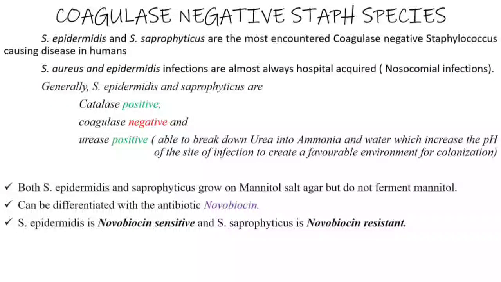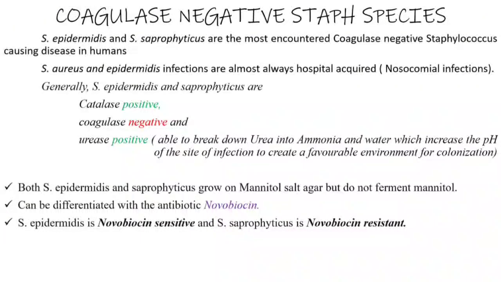So let's talk a bit about the other species of staph, the staph epidermidis and staph saprophyticus. Now they are called coagulase negative staph species because they do not have the enzyme that converts fibrinogen to fibrin, and this is one of the things that distinguishes staph aureus from epidermidis and saprophyticus. And though they are not the only coagulase negative staph species, they are the most clinically important and most encountered.